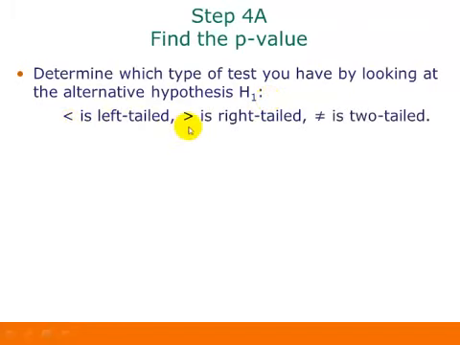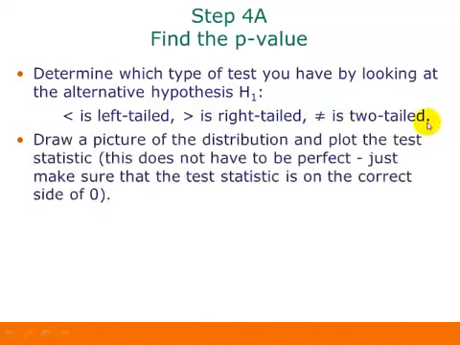So this just depends on which one of those 3 inequalities you used. If you used a less than, then you have a left-tailed test. And notice this one's pointing to the left. If you have a greater than, which points to the right, then you have a right-tailed test. And if you have a not equal to, you have a two-tailed test.